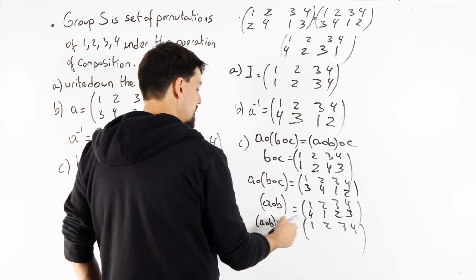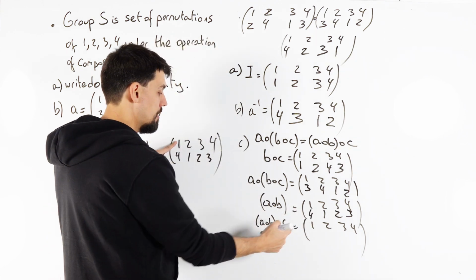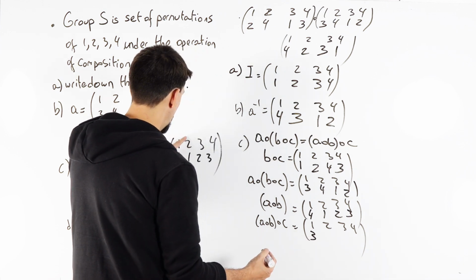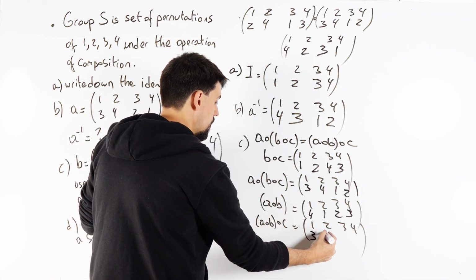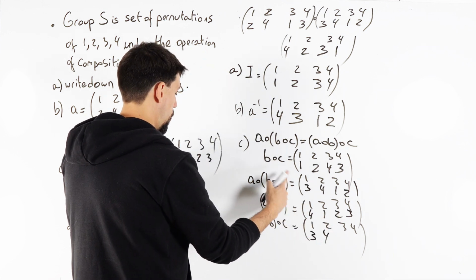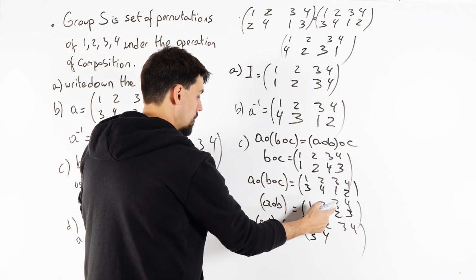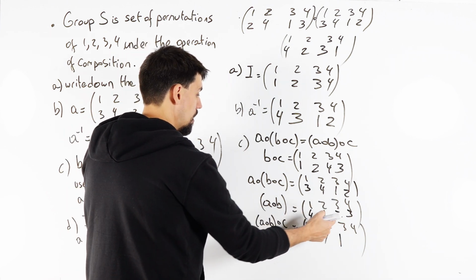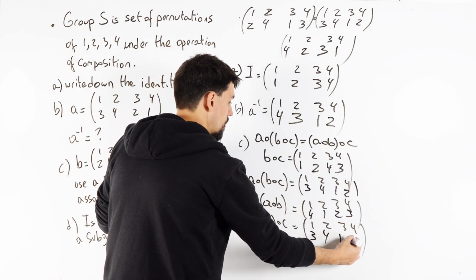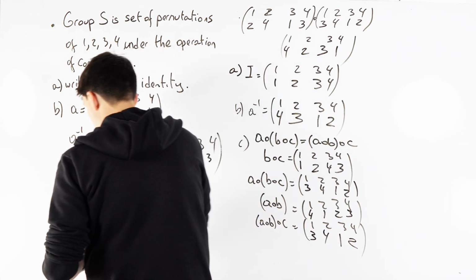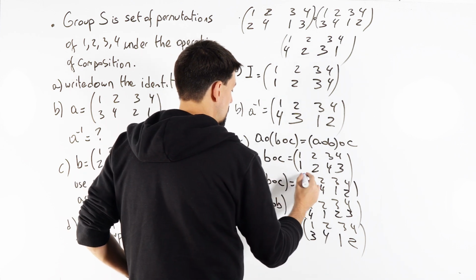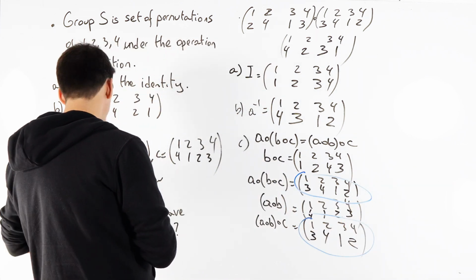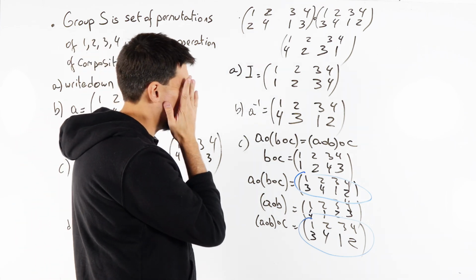All right, so we're going to do C followed by this one. So C takes 1 to 4, 4 goes to 3. 2 goes to 1, 1 goes to 4. 3 goes to 2, 2 goes to 1. 4 goes to 3, 3 goes to 2. And the important thing is, this is associative because these two permutations are the same.